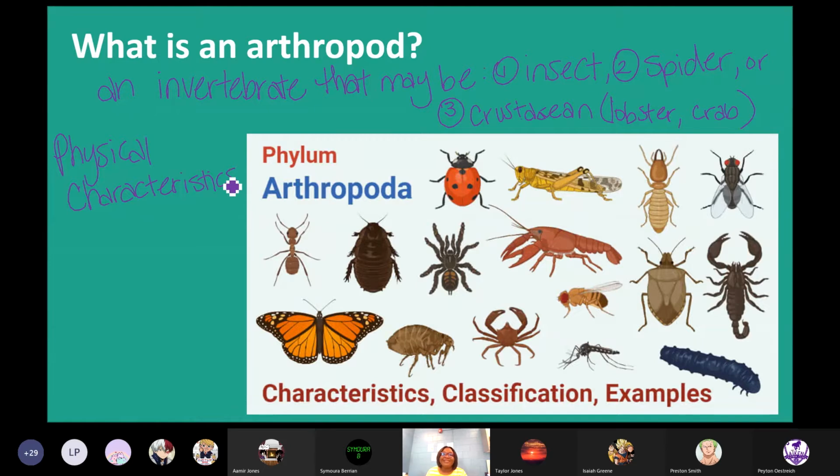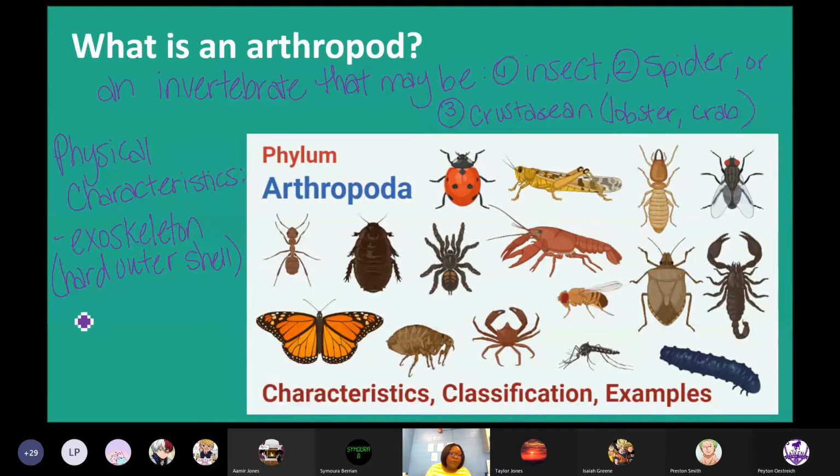There are some outside features of the arthropod that we need to know about. It's important for us to know that the arthropod has an exoskeleton, or a hard outer shell. That exoskeleton helps to give the animal its body structure. Remember, because it's an invertebrate, it doesn't have a backbone, so that exoskeleton helps to provide outside structure to the animal.